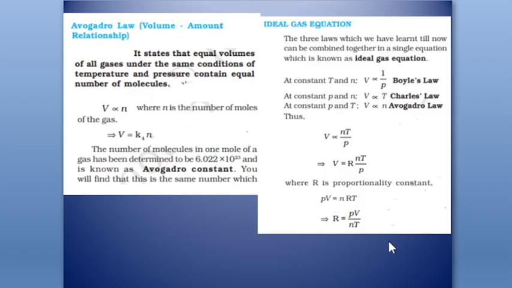Now come to the ideal gas equation, by combining Boyle's law, Charles' law and Avogadro's law. Boyle's law is V is proportional to 1 by P, another is V is proportional to T, and V is proportional to n. Combining them, V is proportional to R into nT by P. So PV is equal to nRT.